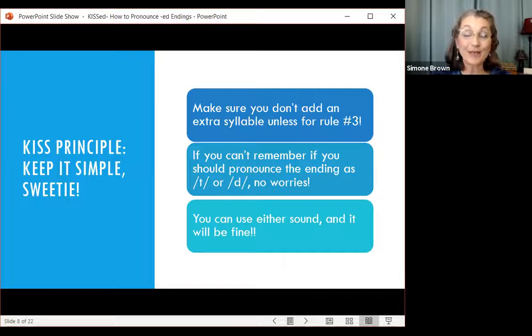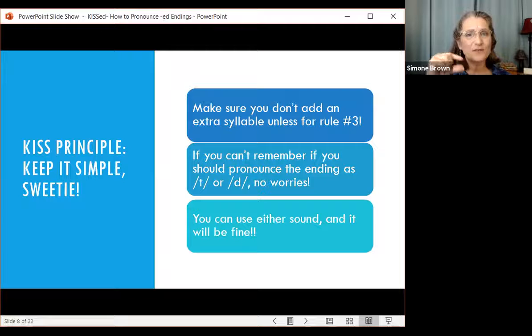Now, here's some really good news. If you can't remember whether you should pronounce the ending as that T or D sound, like laughed, like that T sound, or learned, the D sound, don't worry about it because really you can use either sound and it still will be fine, okay? It actually will if you forget. You don't actually have to hold your hand here and figure it out.